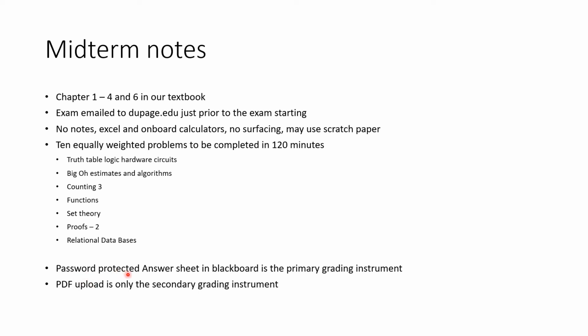The password protected answer sheet in Blackboard is the primary grading instrument. So make sure that you do this correctly. This is where I will look to grade. If there is a problem with no answer, that means you didn't answer the problem. So you have to have an answer here. If the answer is given here and it is correct, you will get full credit. If the answer is given here but it is wrong, you might get partial credit as I look at the PDF upload, but that's the secondary grading instrument. So understand the importance of the password protected answer sheet.